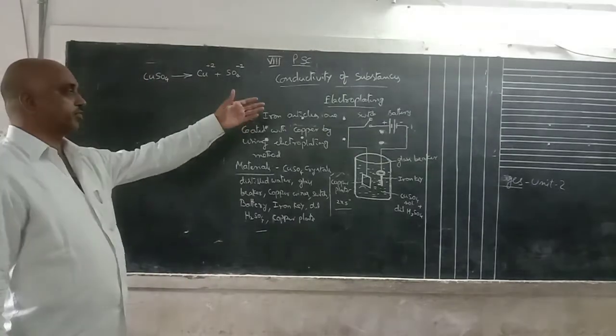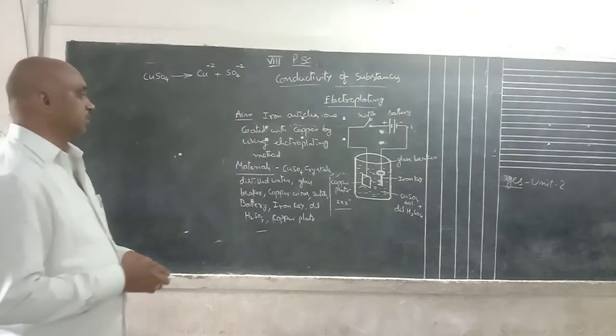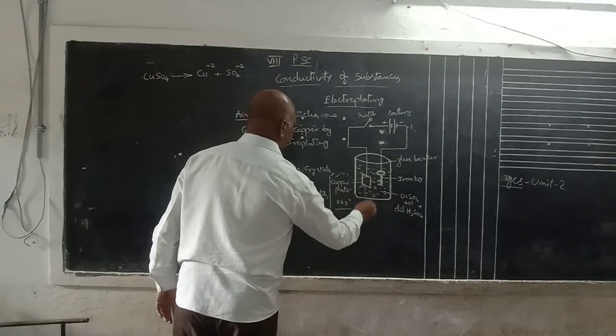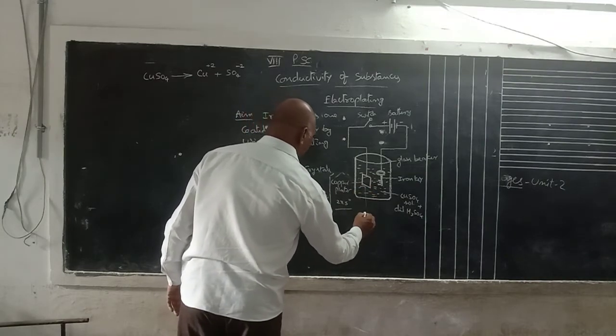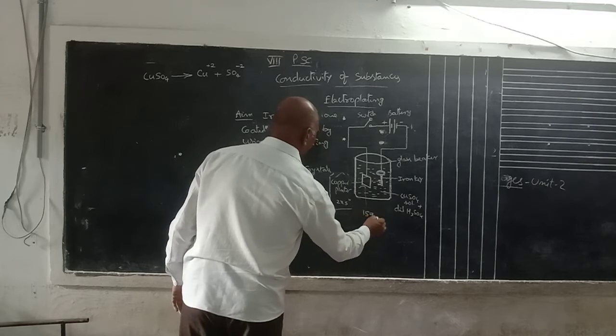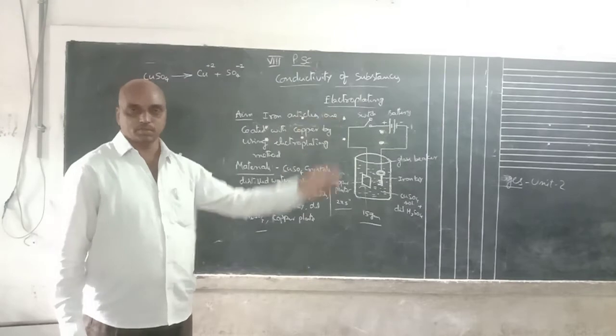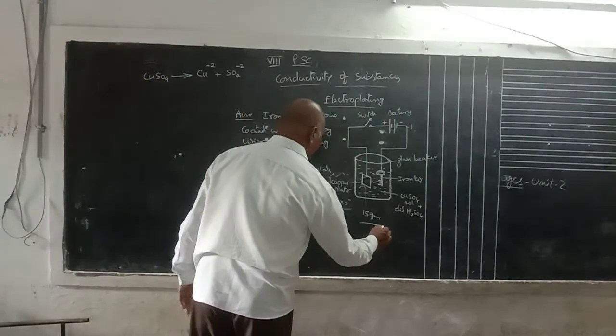After 10 minutes or 5 minutes, you can observe the iron key. Some copper is deposited on this. Suppose initially we find the mass of this copper plate. Suppose 15 grams, initial mass is 15 grams. After 10 minutes, again find out the mass. Suppose that is 13 grams.